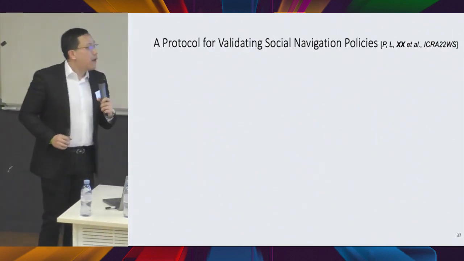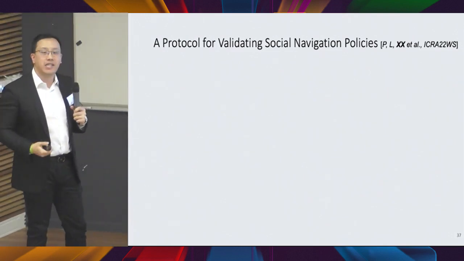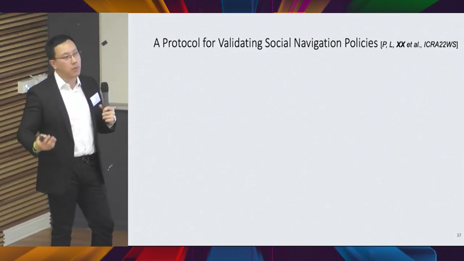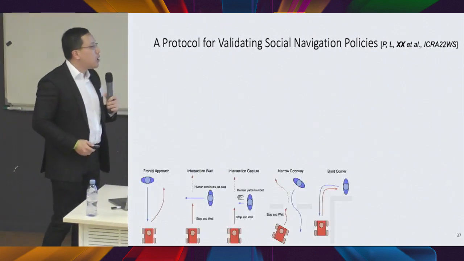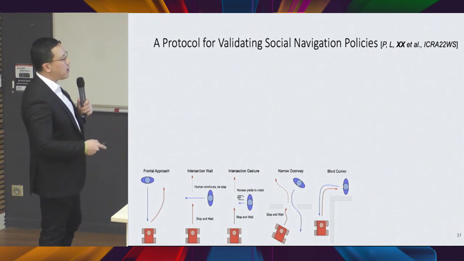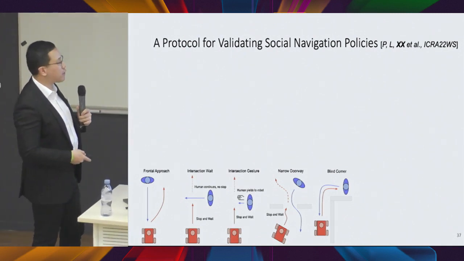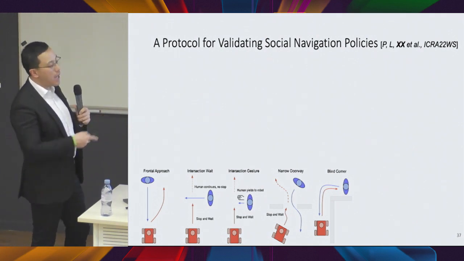So after the data sets, we are also going to talk about how we can enable standardized evaluation of social robot navigation policies or methods. This is a protocol we developed with Google Robotics. In this protocol, we designed 8 very commonly encountered social navigation interactions, including frontal approach, intersection wait, intersection gesture, narrow doorway, and blind corner.